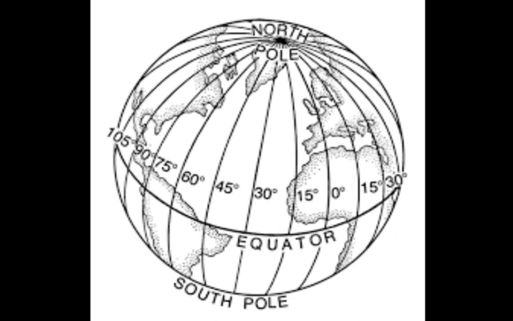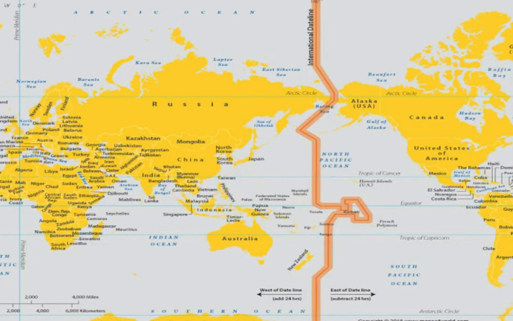The main features of longitudes are that they are semicircles of equal length. There are 360 longitudes. The distance between two meridians doesn't remain constant.